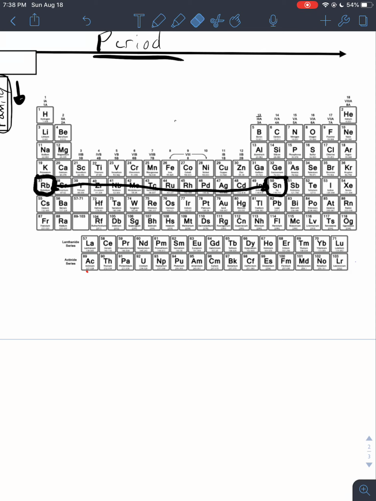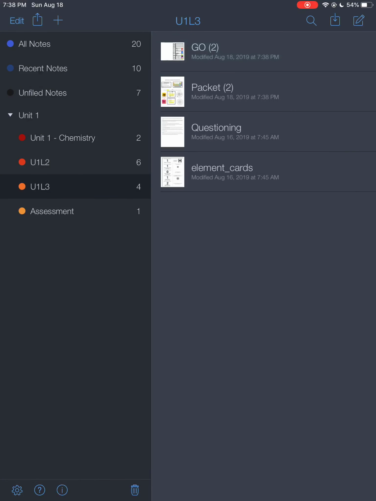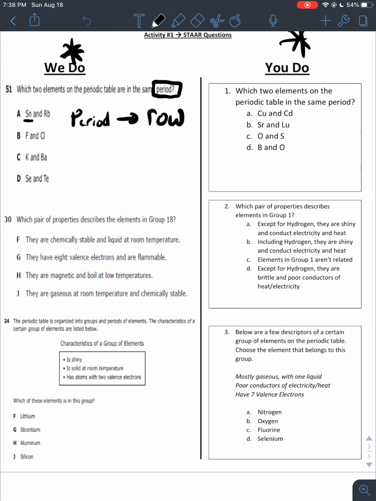So tin and rubidium are in the same period. And actually, on number one, the answer is just A, okay? I'm going to show you one more counterexample, like why B isn't right. But our correct answer is A, so you can go ahead and give A a circle. Tin and rubidium are in the same period.